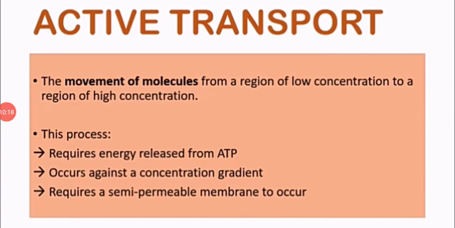The movement of molecules from a region of low concentration to a region of high concentration is active transport. This process requires energy released from ATP, occurs against a concentration gradient, and requires a semi-permeable membrane. You know that the plasma membrane is a semi-permeable membrane. So in transportation via the cell, the plasma membrane is a semi-permeable barrier, and it allows several substances from the outer area to the inner cell surface.